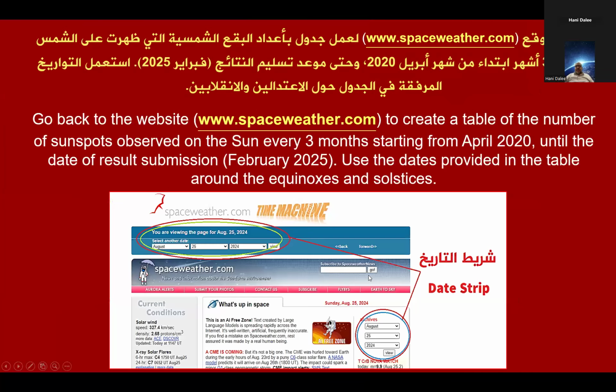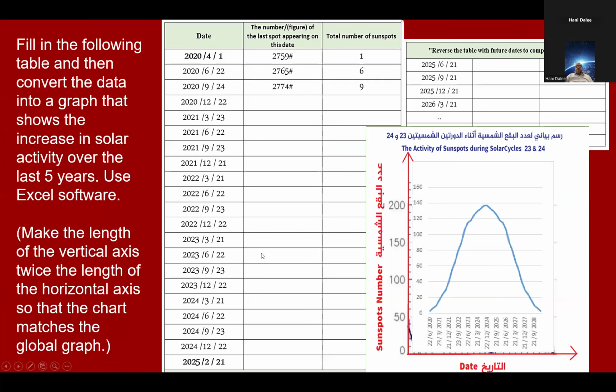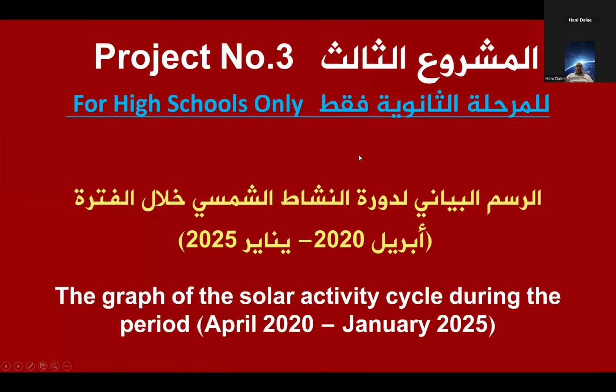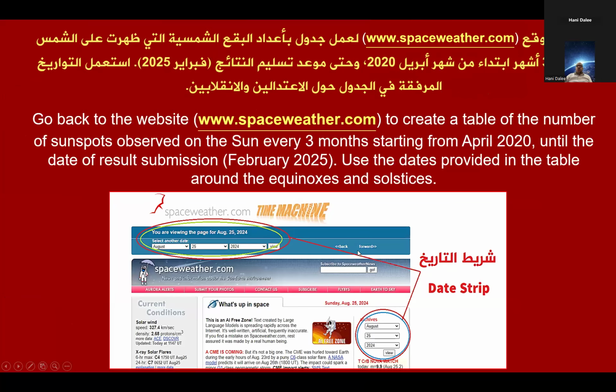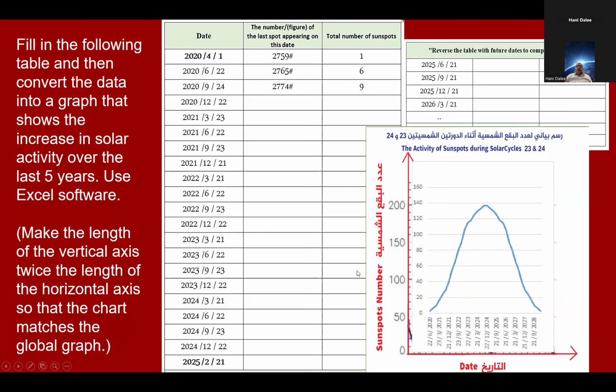Okay, so this is the second and last project. It is only for secondary schools. Your team must be either secondary or middle school. You will take the readings from April 2020 to January 2025. You have to go back to spaceweather.com and take these dates, exact dates. You will go to this date, 1st of April. You will find one sunspot.